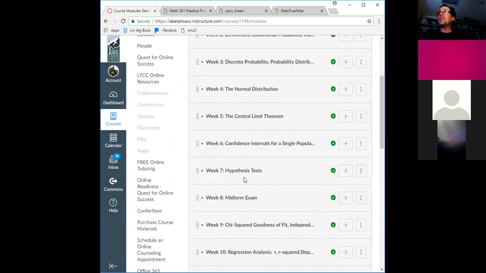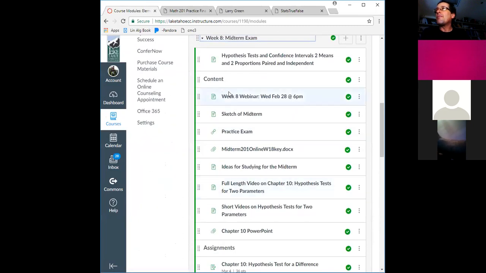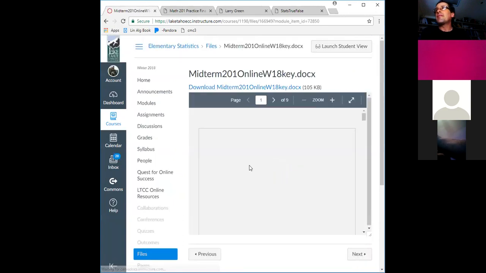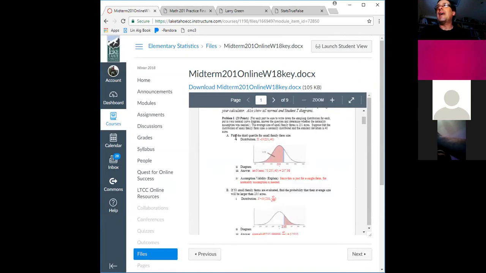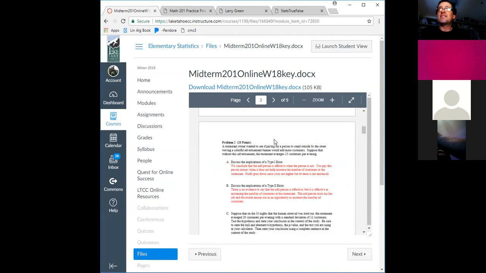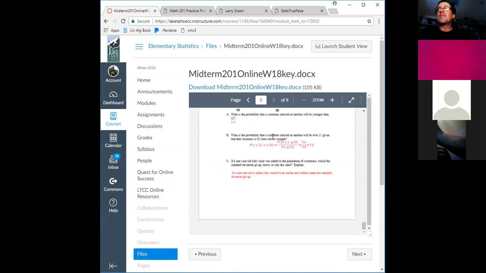What I recommend also, go back to the midterm exam and you will see where was it? Put it in here somewhere. Here we go, midterm 201, online W18 key. This is a full key to your midterm. I even made beautiful pictures. Any questions on that? So I recommend redoing the midterm.